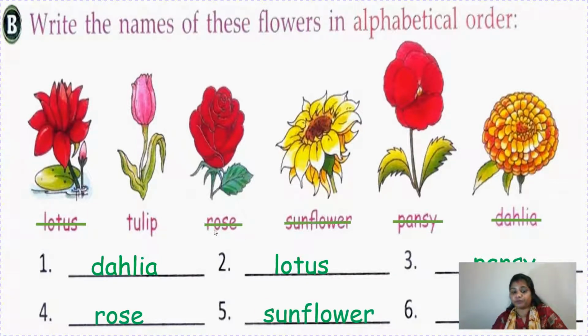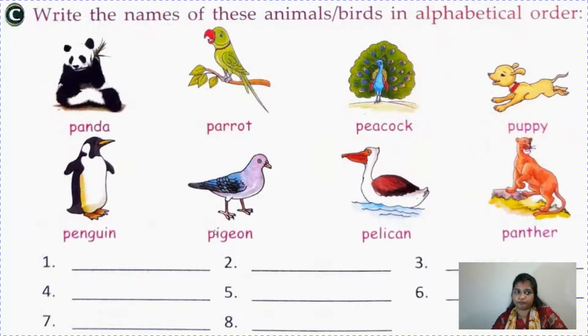See children, to do this work fast you have to keep ABCD in front of you so that you can do it easily. Now here what you have to do, write the names of these animals or birds in alphabetical order, like panda, parrot, peacock, puppy, penguin, pigeon, pelican and panther. See children, all the words they have P as their first letter. So let us cut P first. It's a bit confusing but we will do it.